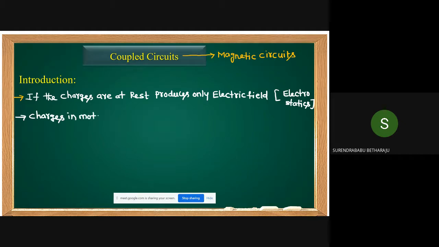That means if any current is passing through the conductor like that, charges are in motion. That is current. Charges in motion means, what is it called? Charge is flowing means, then what is produced? Current. That is, current produces both electric and magnetic field.